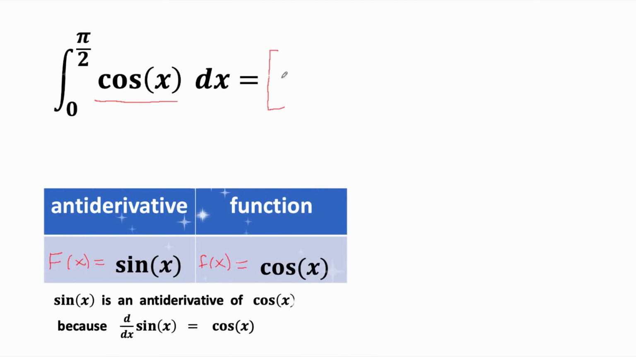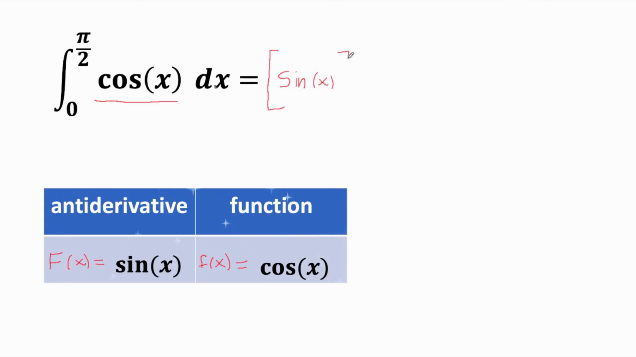So we'll take this antiderivative, which is sine x in this example, and then we'll indicate that we want to evaluate this function when x is equal to 0, and then when x is equal to pi over 2. But first at pi over 2. So this is equal to sine of pi over 2, and then minus sine of 0. But we know that this is 1 and this is 0, so this definite integral is equal to 1.